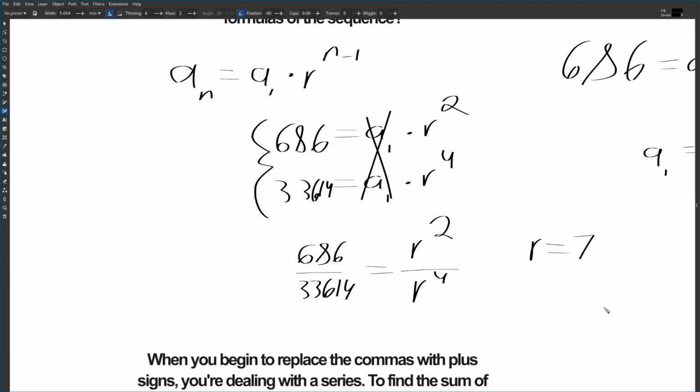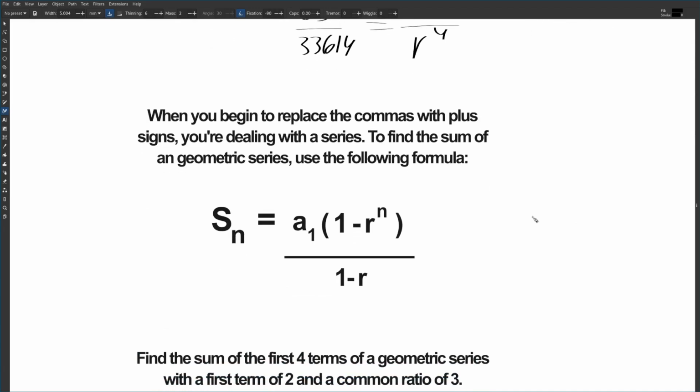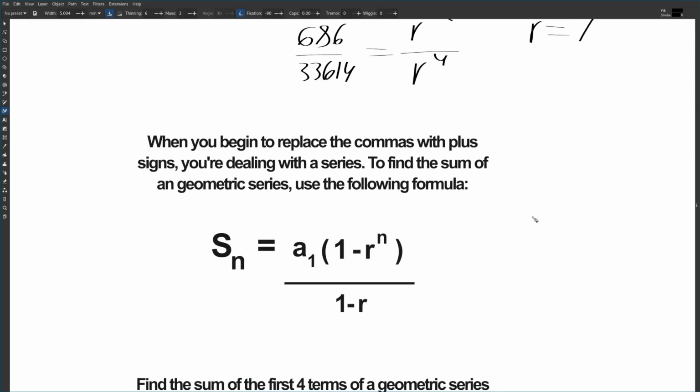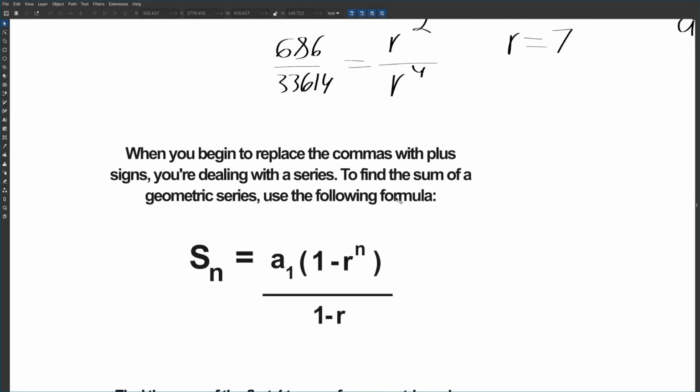Okay, and now to geometric series. When you begin to replace the commas with plus signs, you're dealing with a series, just as is the case with arithmetic. To find the sum of a geometric series, use the following formula. Okay, so the sum of the first n terms is going to be equal to a1 times the quantity a.